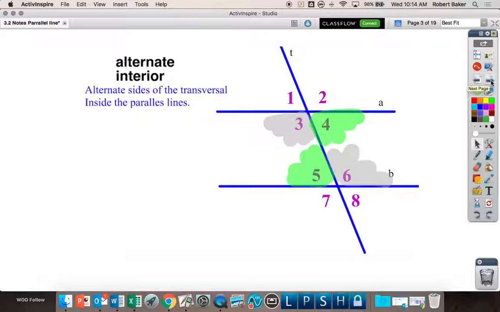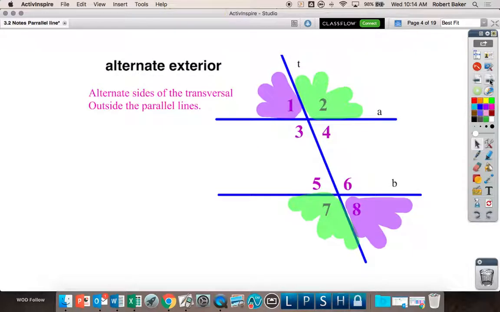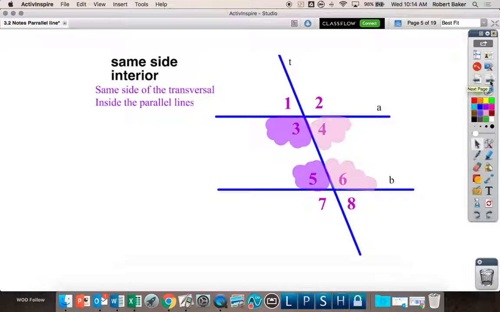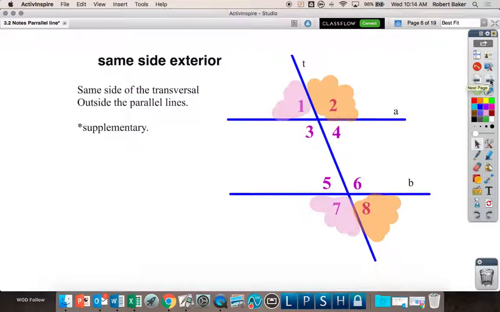When the lines are parallel, alternate interior angles are congruent. When the lines are parallel, alternate exterior angles are congruent. Those are the first three. Then the other part of this, when the lines are parallel, same side interior angles are supplementary. You'll hear me say same side supplementary, S, S, S. When lines are parallel, same side exterior angles are supplementary.